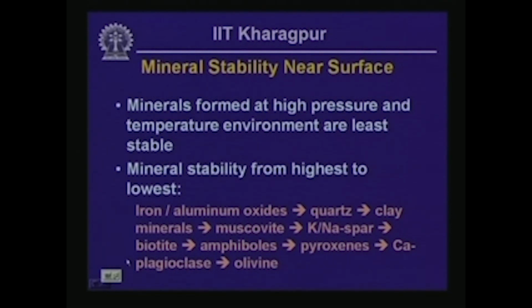So what we look for is the mineral stability near the surface. Minerals formed at high pressure and temperature environments are least stable, and the stability is in that order, which is shown near the bottom of this slide. You should compare this list with the list that I provided earlier when I was discussing Bowen's reaction series, and you would indeed see that there is a very close match with the Bowen reaction series. So what we have here is iron and aluminum oxides, which are most stable, whereas olivine, which forms deep underground under very elevated temperature and pressure, is among the least stable minerals.